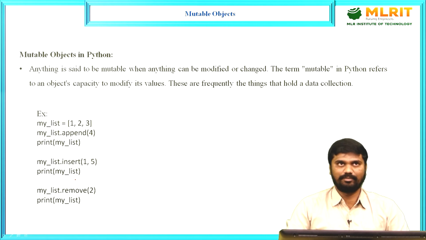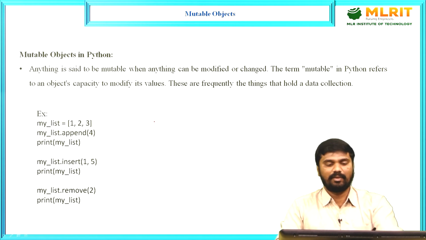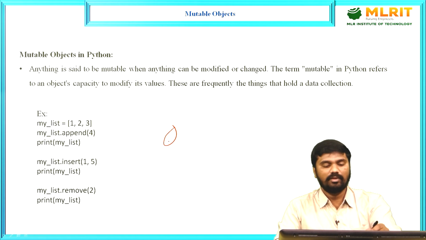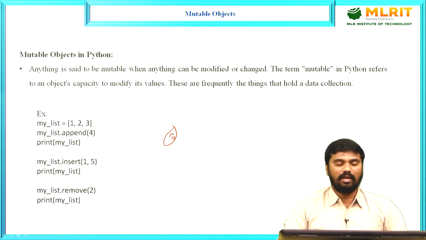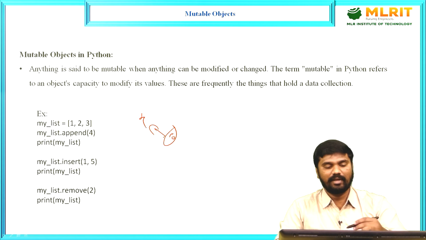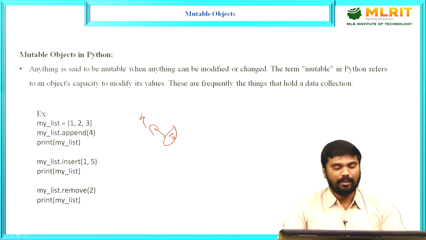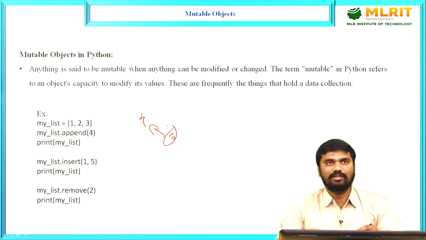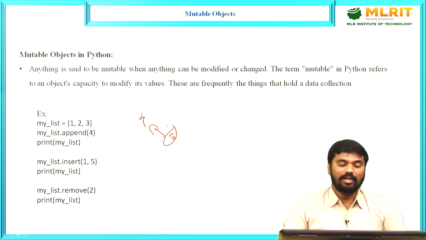First, see mutable objects. What is a mutable object? Mutable means, for example, there is an object with the value 10, and for example this is referred to by some reference variable x. Once this object is created, it is able to change or modify the values of that object. That is the mutable object, or mutable type object.